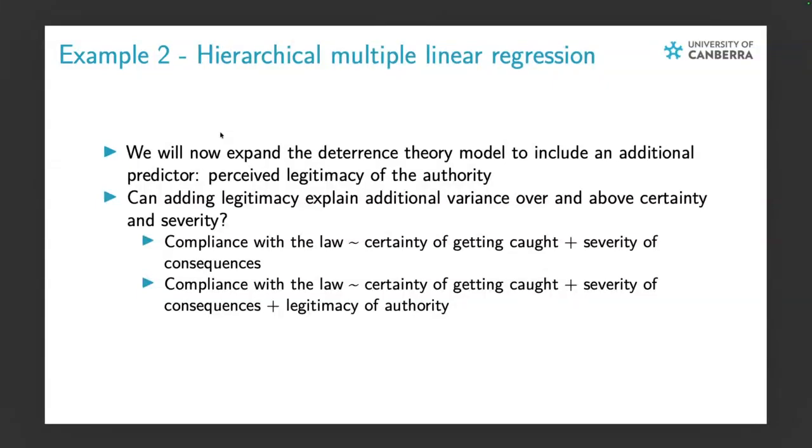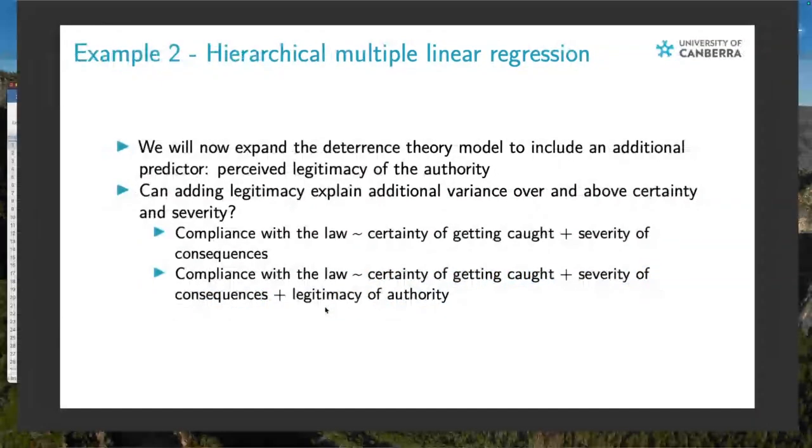What we'll do now is a hierarchical multiple linear regression. So we have our same data set. We're going to expand the deterrence theory model to include an additional predictor, which is perceived legitimacy of the authority. Can adding legitimacy explain additional variance over and above certainty and severity? So this is our first model, which we just ran. And now we're saying, can adding legitimacy of authority explain additional variance over and above our initial two variables?